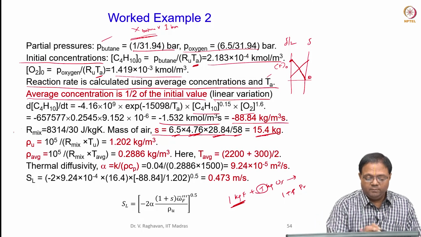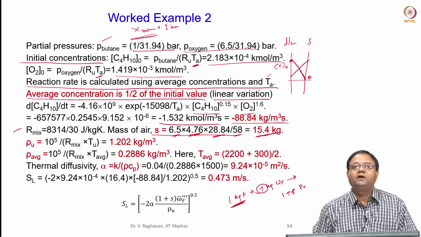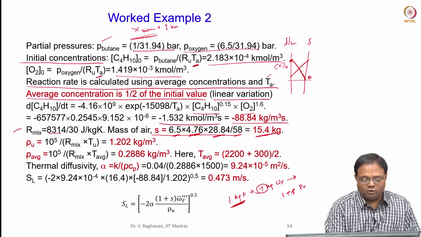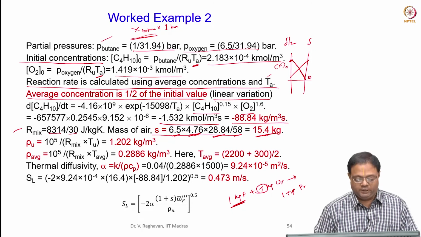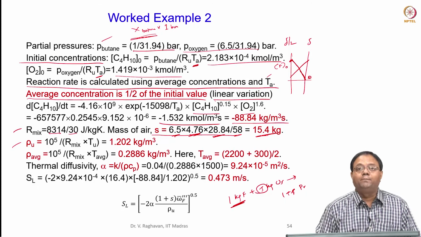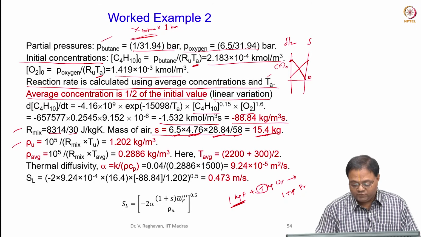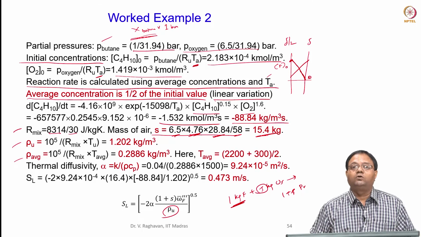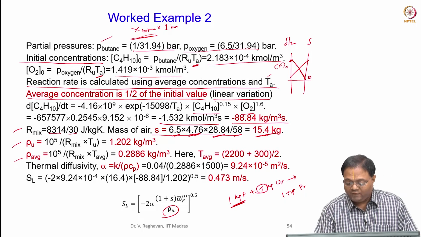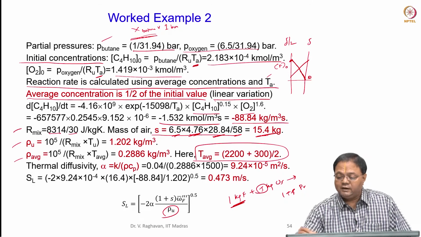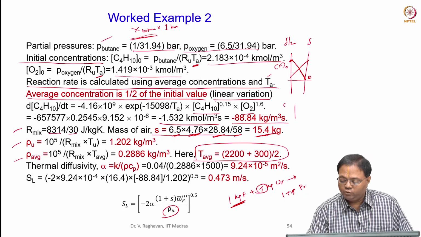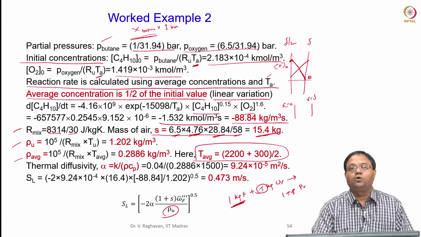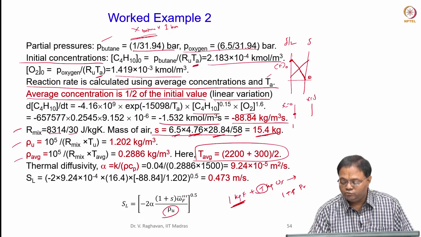Then similarly, the mixture's specific gas constant is the universal gas constant divided by the molecular weight of the mixture, which is given as 30. Similarly, calculate the unburnt reactant density, which is required for SL. Similarly, the average density, for which you are going to calculate the value of alpha. The average value is now over the entire reaction zone. This is x equal to 0, this is x equal to delta. This is Tu, this is Tf.